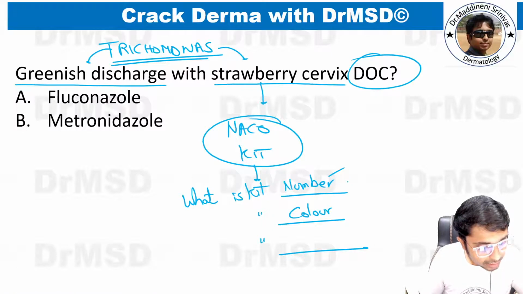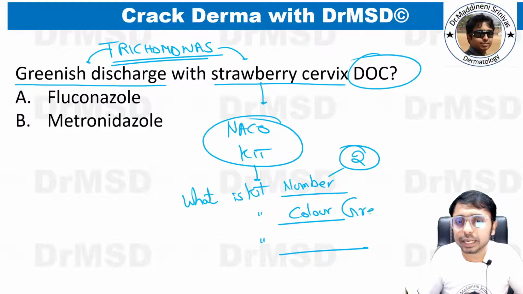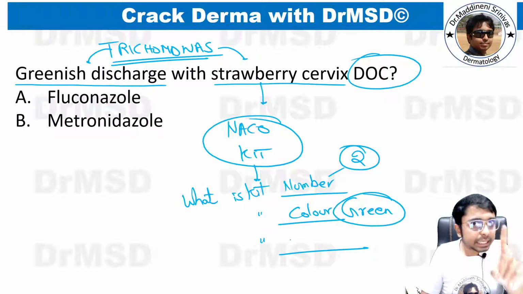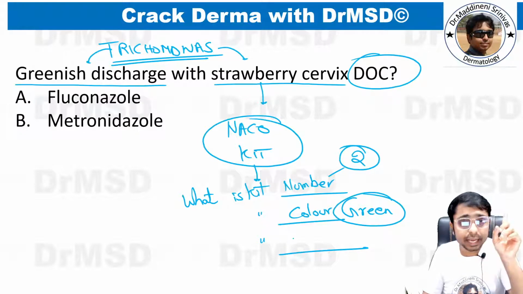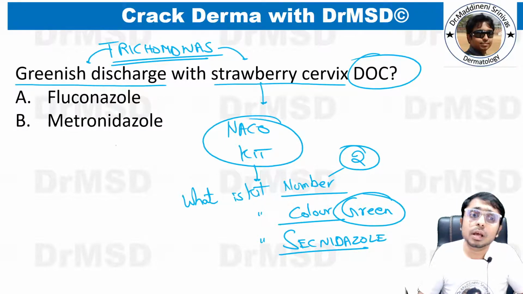Okay, Rubarias, it is kit 2, very good. I will give you the answer, don't worry. So it is kit 2, which will be green color. And in the kit, the drug which acts against trichomonas is secnidazole. But here it is metronidazole, which is the drug of choice.